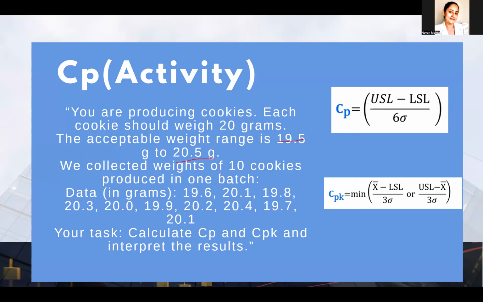We collected the weight of 10 cookies produced in one batch. So the data is this. Now your task is to calculate CP and CPK and tell me what your results are. Any questions? Is the question clear to everyone?